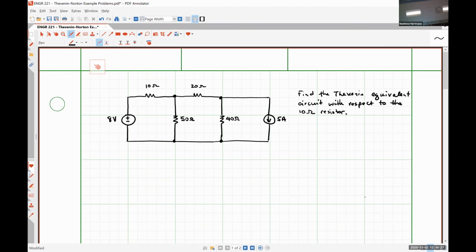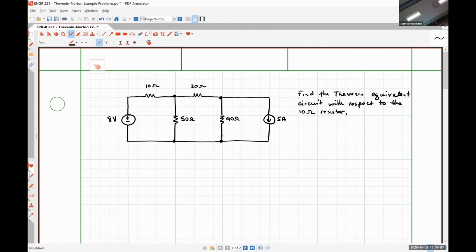to a particular resistor. So does anybody recall from the lecture video how I should approach a problem where I'm trying to find it with respect to a particular circuit element? What's the first thing I have to do? Nobody? All right. Well, the first thing I have to do is actually take that 10 ohm resistor out. That 10 ohm resistor is playing the role of a load resistance.